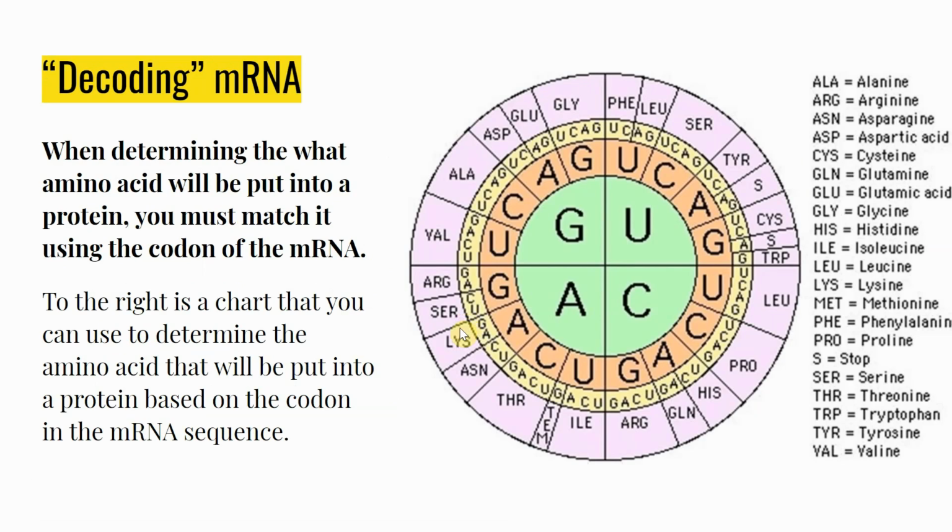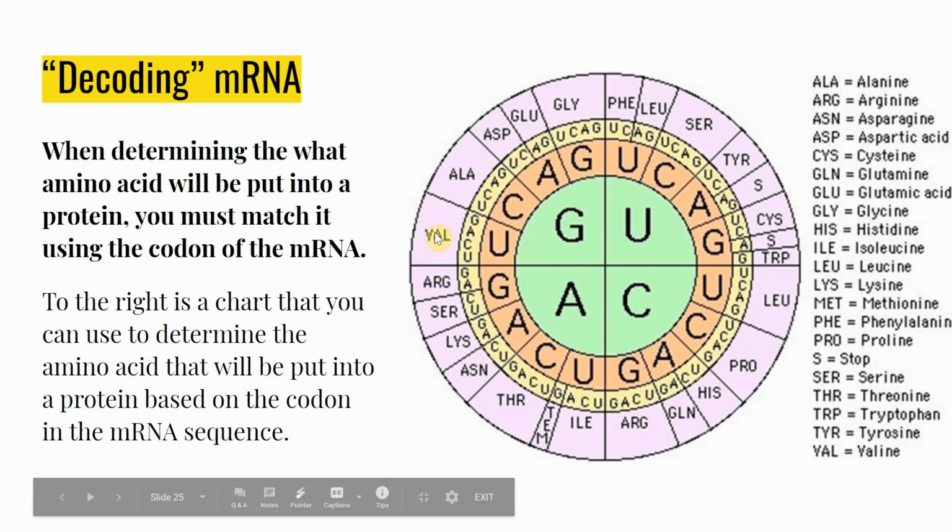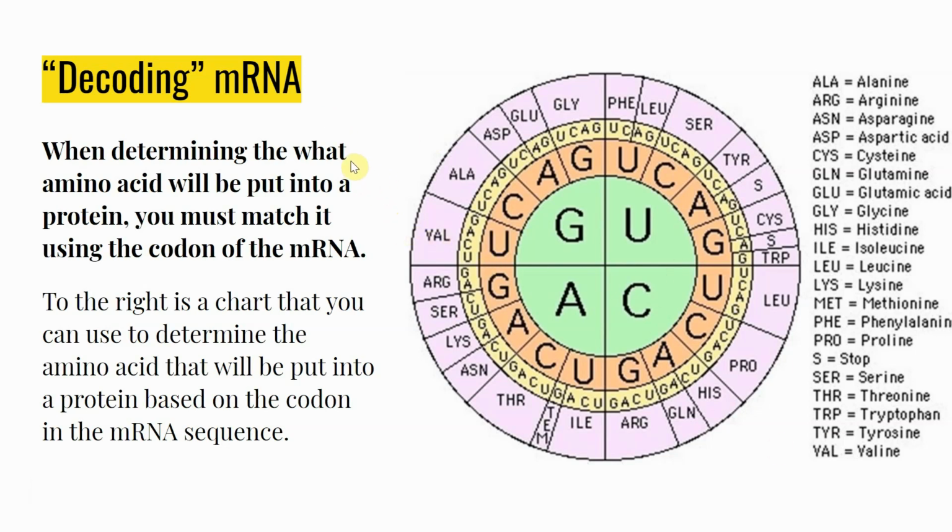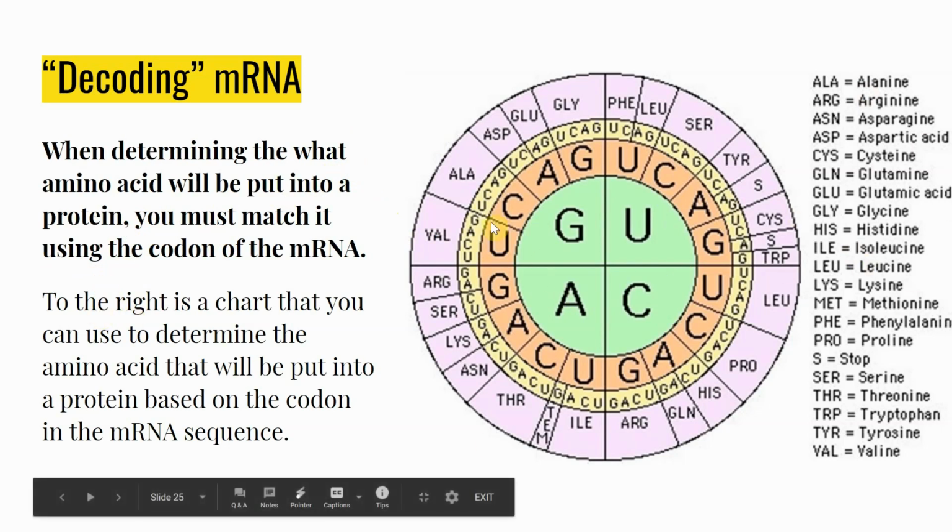All right, so when we are decoding mRNA, there's a few things we want to keep in mind. We'll come to this in just a second. When we are determining what amino acid will be put into a protein, you must match it using the codon of the mRNA. So on that last slide, we were making sure that the codon in our mRNA matched the anticodon found on our tRNA. And to the right here is a tool that scientists created.